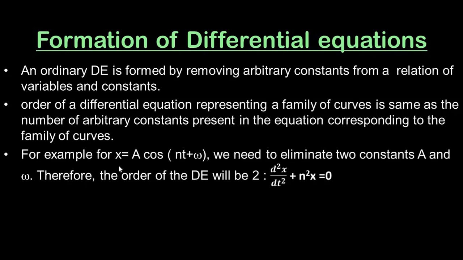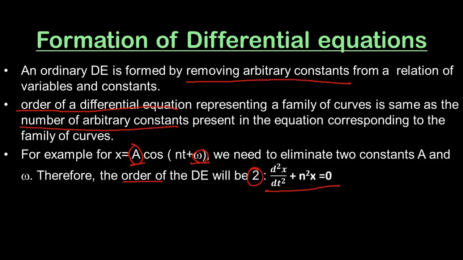For example, we have the equation x equals a cos(nt plus omega). Here, if you see, we have two arbitrary constants. The first is a and the second is omega. To form the differential equation, we need to remove those arbitrary constants. So we need to remove a and we need to remove omega. And we know that the order of the differential equation is equal to the number of arbitrary constants. Therefore, the order of the differential equation for this curve will be 2. And this is the equation.